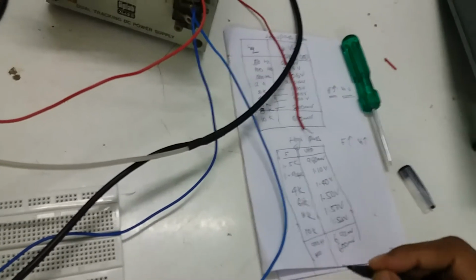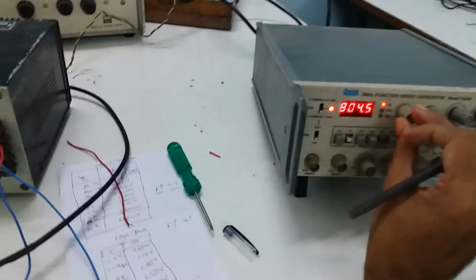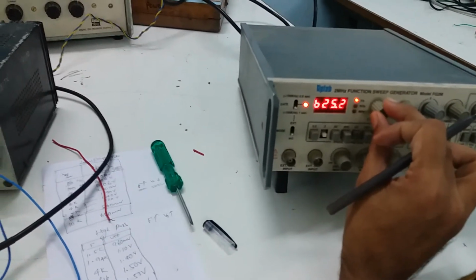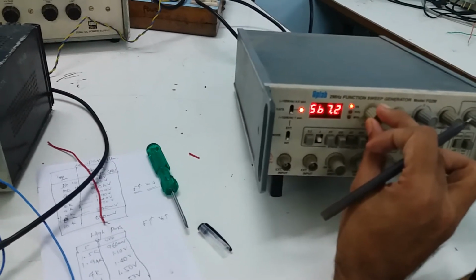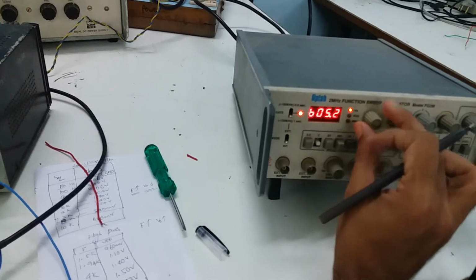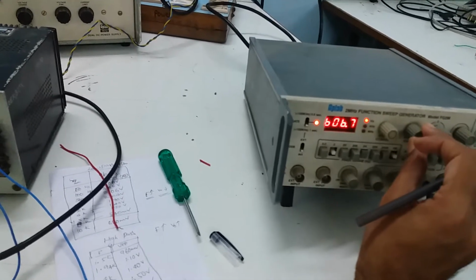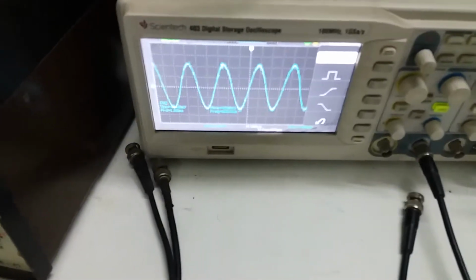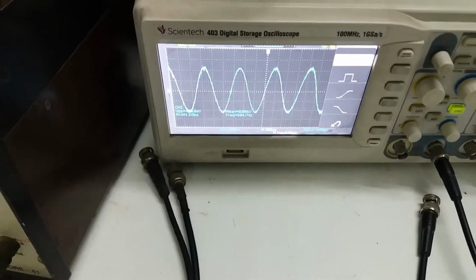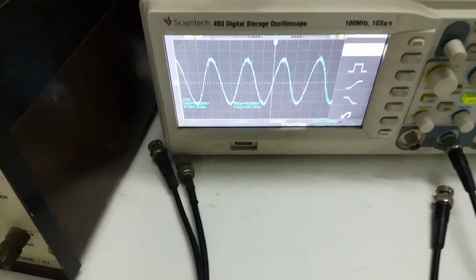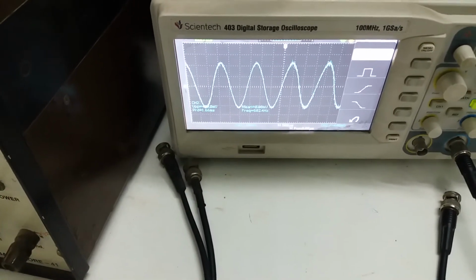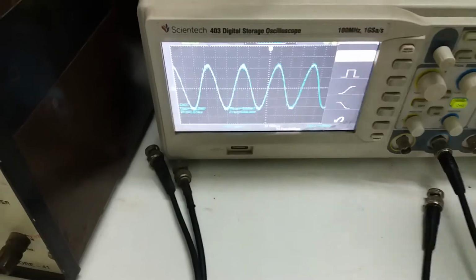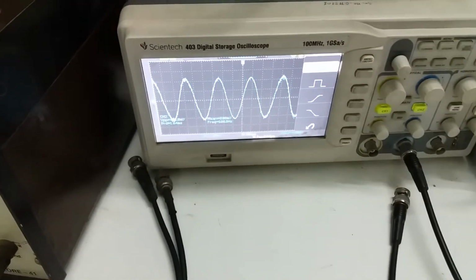Okay, further I am going to reduce into that one. 600, I want to go 600. Okay, 606. So see here, it is showing under 603 hertz. What is the VPP? 480, 490. Then I am going to press auto again.